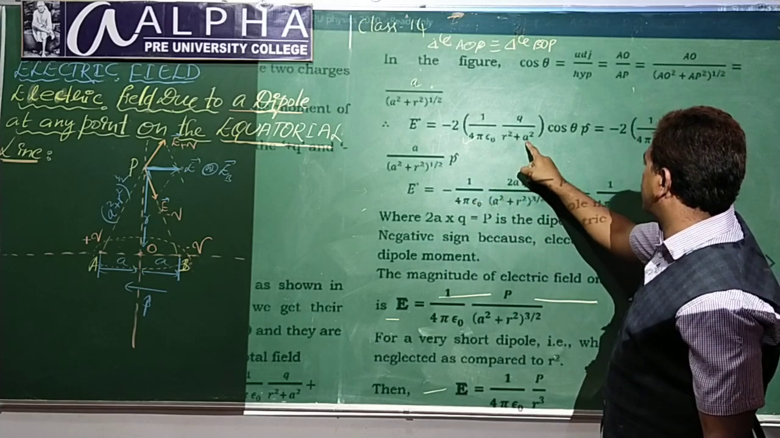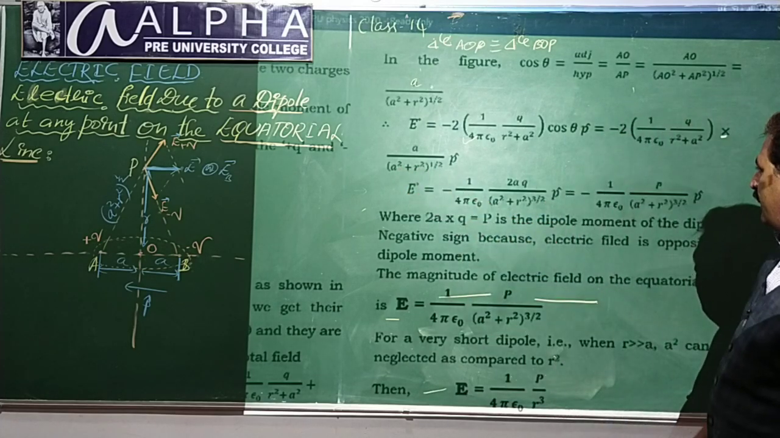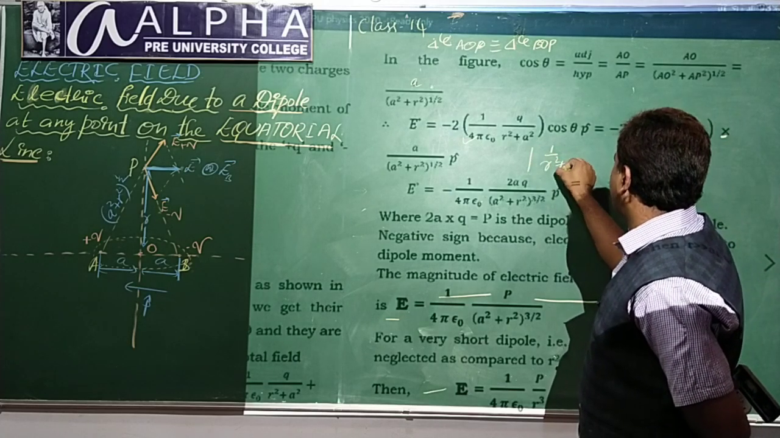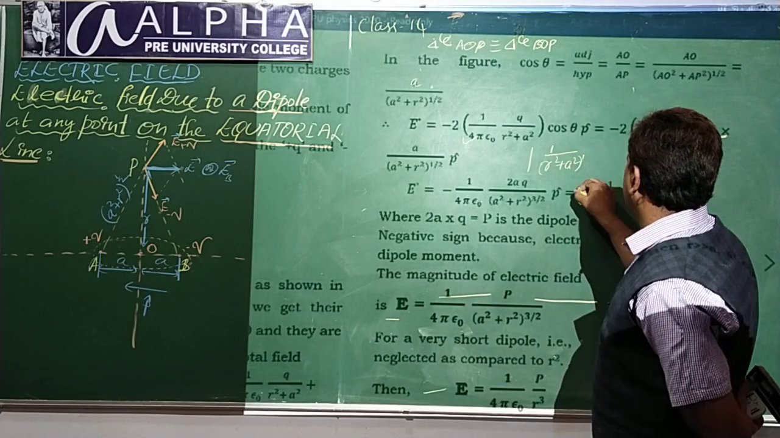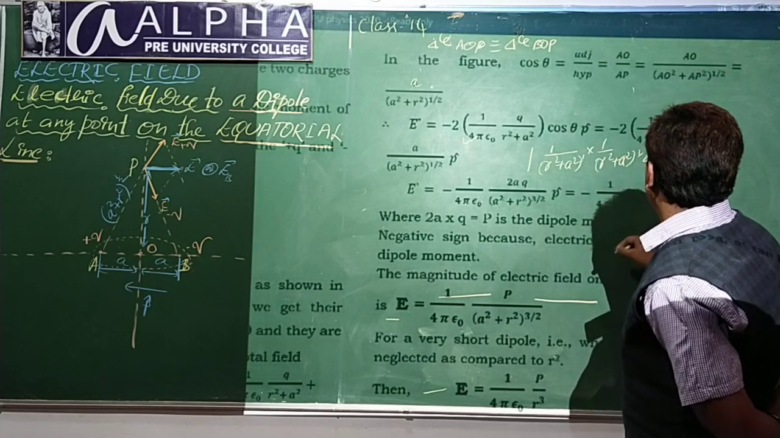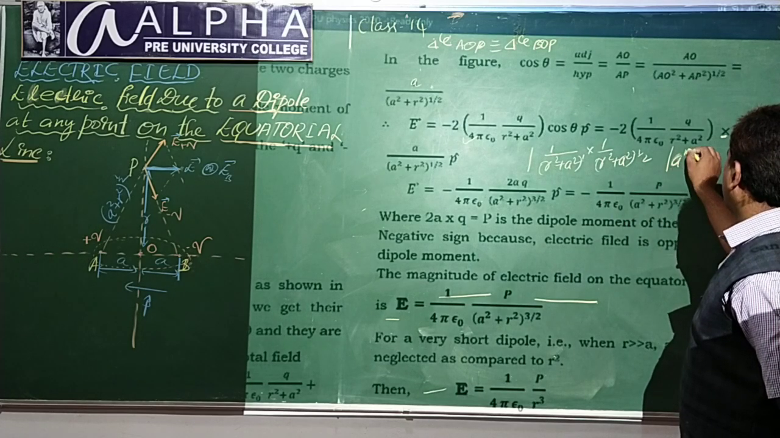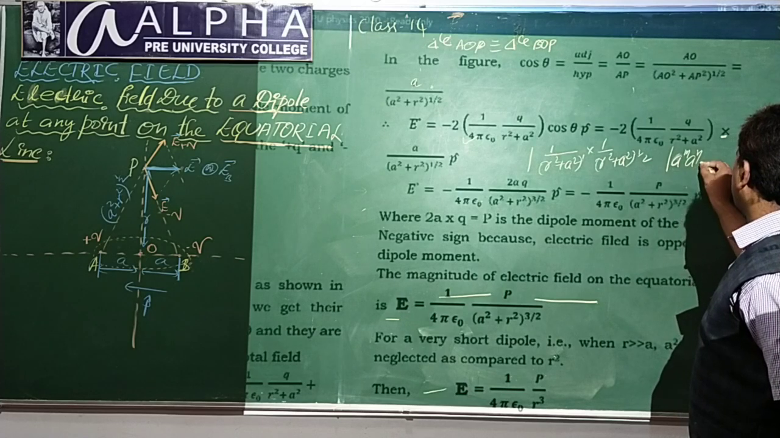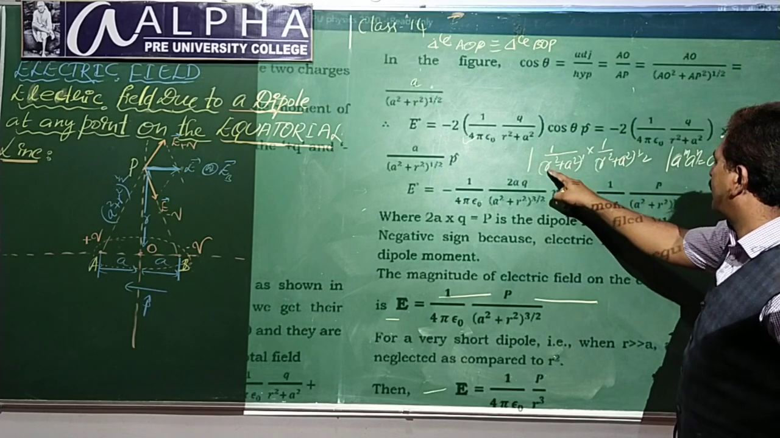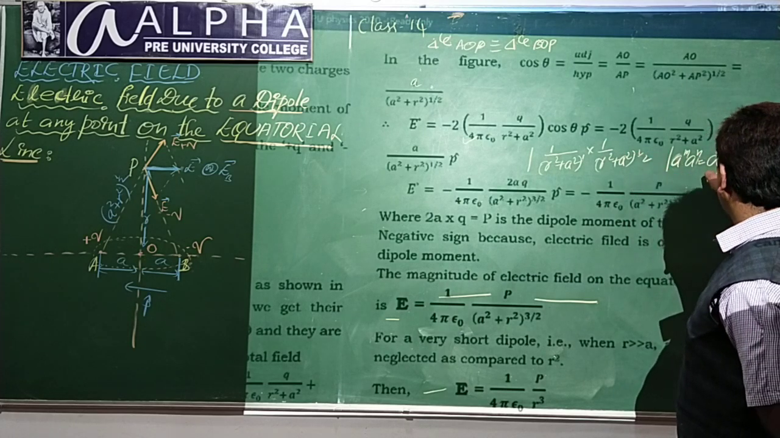One is 1 by (r square plus a square) whole to the power 1, into 1 over (r square plus a square) whole to the power half. Here you are multiplying the two terms. This is the index formula: a to the power m into a to the power n, with the same base, you add the indices, a to the power m plus n. Here a is r square plus a square, and the first term m is 1, n is half, so m plus half.